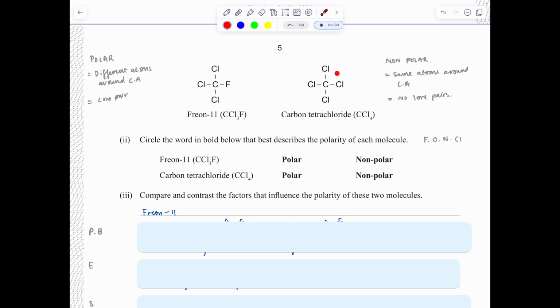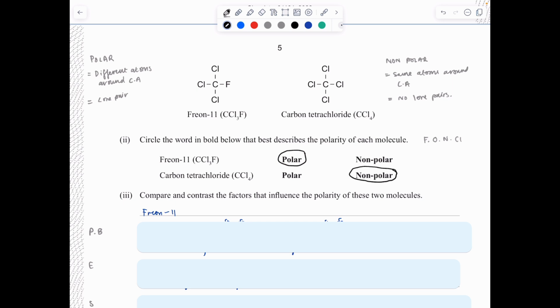If we look at carbon tetrachloride over here, it has the same atoms around the central atom carbon. It's got no lone pairs as well, so this makes it very symmetrical. This means that it's non-polar as the dipoles have cancelled out. Okay, there's an equal pull of electrons. When there's an equal pull, those dipoles cancel out. Okay, so based on what we've just learnt, we can be confident that Freon is polar and carbon tetrachloride is non-polar.